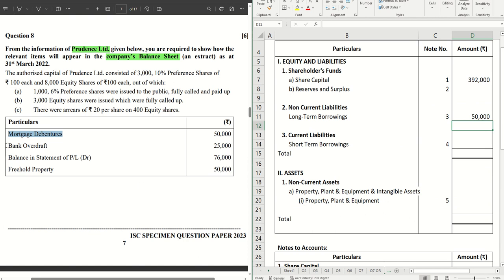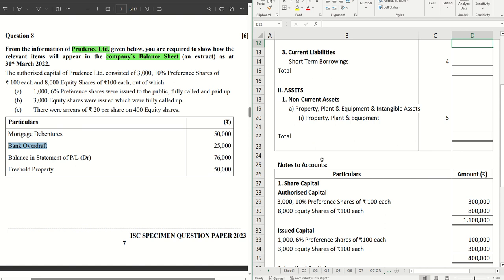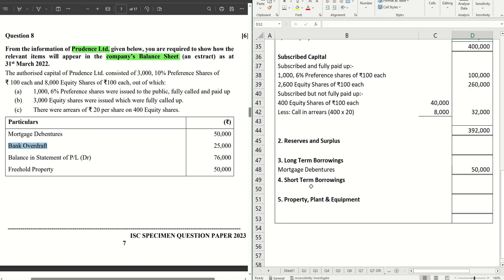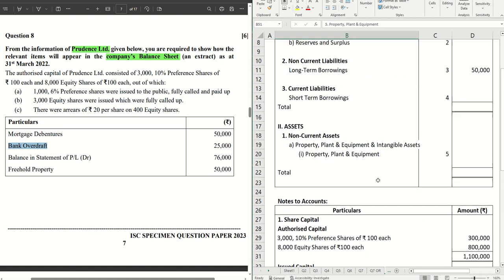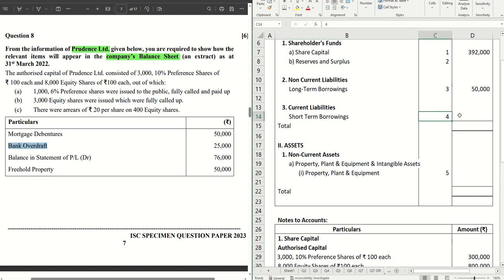This one is done. Bank overdraft is a short-term borrowing. So this goes under current liabilities that we have. Again, short-term borrowings, we have to go to notes to accounts, and under short-term borrowings, we have to show the component of it, which is 25,000. Then we go to the main balance sheet, and against short-term borrowings, we write the amount 25,000, right?